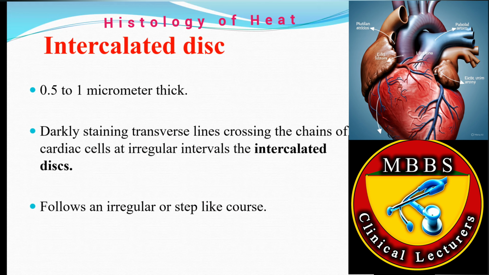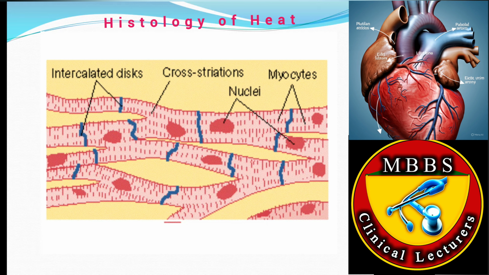Intercalated disc. It is 0.5 to 1 micrometer thick, with darkly staining transverse lines crossing the chains of cardiac cells at irregular intervals. The intercalated disc follows an irregular or strap-like course. Here in this diagram we can see intercalated discs shown in blue color. Then cross striations are visible over here. We can see centrally placed nuclei, and myocytes are also present in these cells.